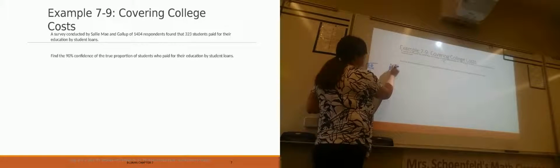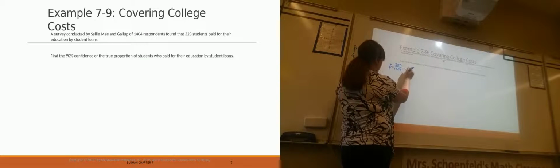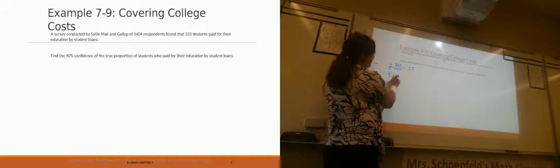Okay, so the first thing we have to do is find our P hat. So our P hat is going to look like X over N, so that's 323 over 1404. 323 over 1404 is equal to 0.23005. I'm just going to say 0.23. 1 minus 0.23 is 0.77 for my Q hat.